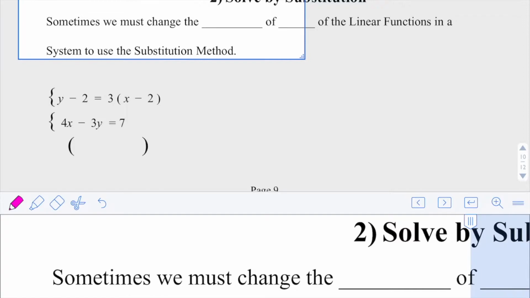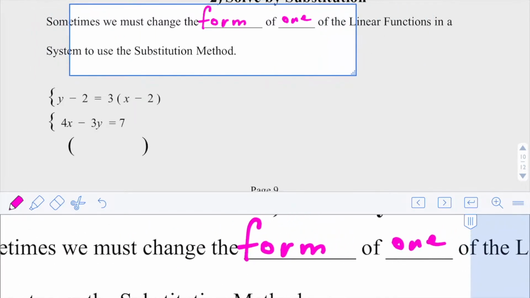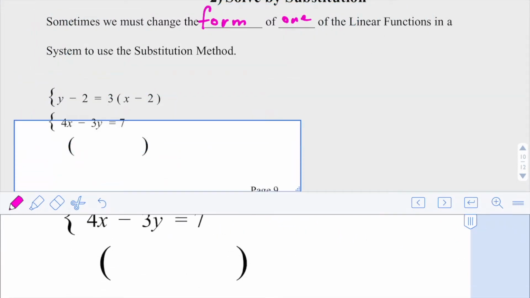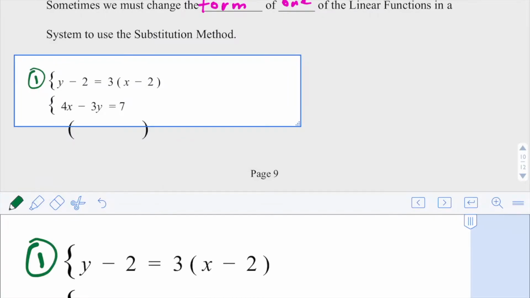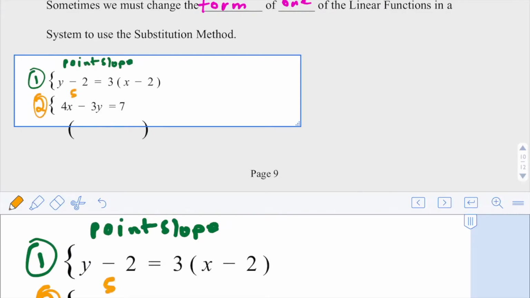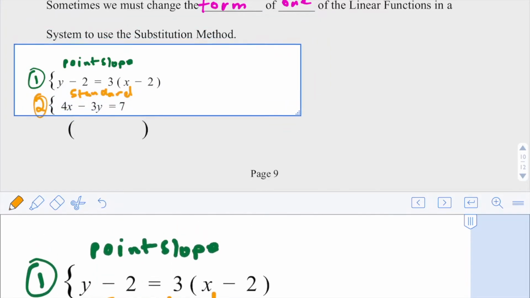Sometimes we must change the form of one of the linear functions in the system to use the substitution method. So here we have two linear functions in this system. One is in point-slope form and one is in standard form. So the first equation is in point-slope. In equation 2, that one's in standard. So to find the solution, to use substitution, we're going to have to move stuff around.